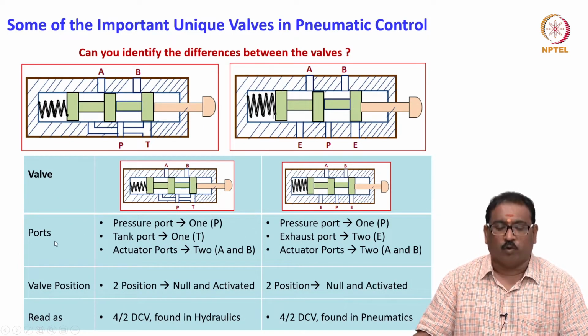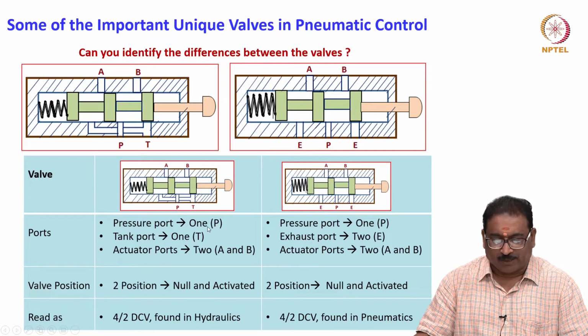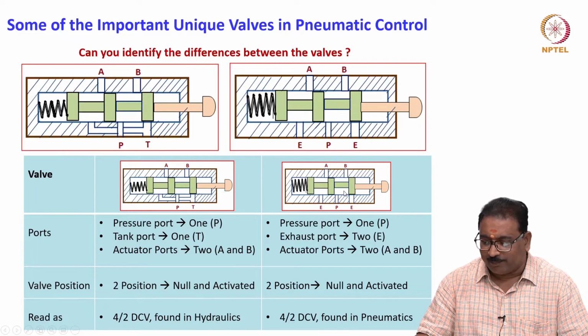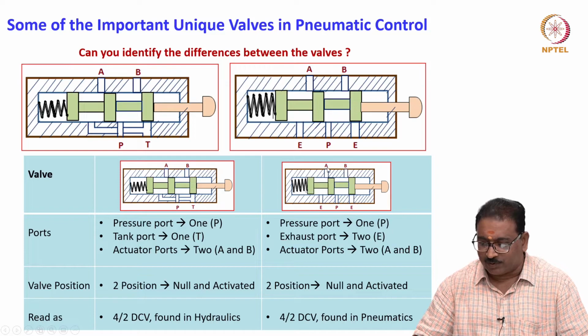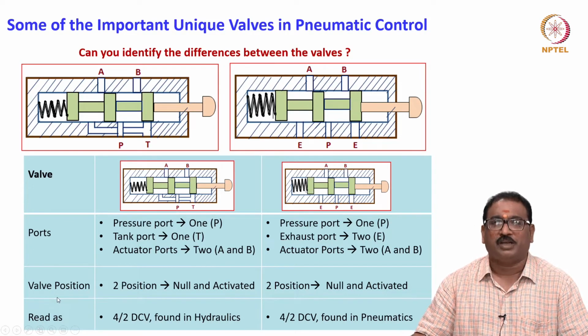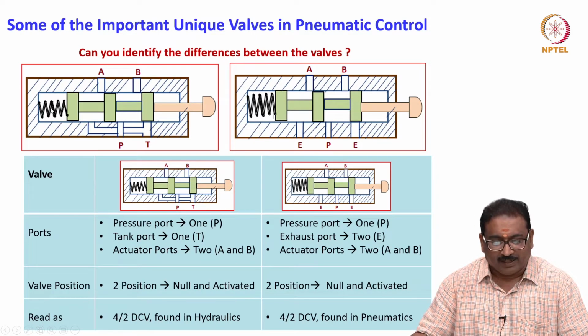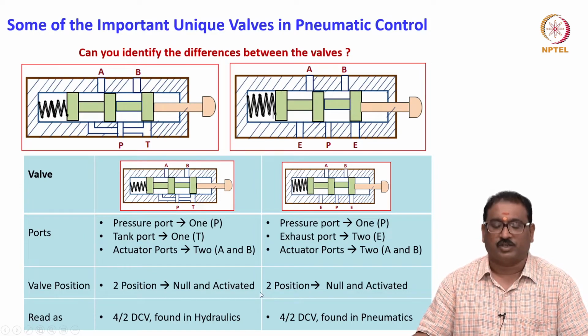Now identify the ports first. Here you will see the pressure port, one port is there, one tank port is there, and actuator ports A and B, two are there. Here also the pressure port 1, exhaust port 2 are there, 2E, meaning exhausting the air. Then actuator ports A and B. As I have told you, one valve position is the null position and the other is the actuated position. Two valve positions, here also two valve positions.